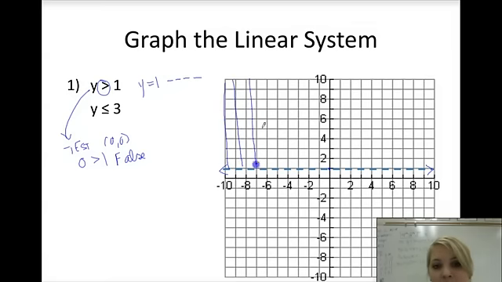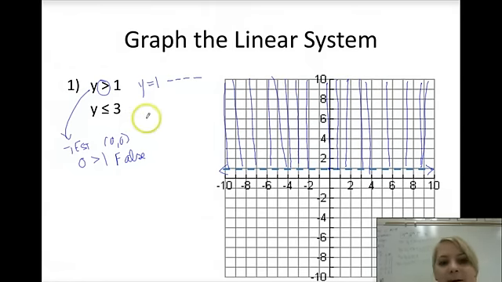And one thing when you're graphing linear inequality systems, you want to shade in two different directions. So this one I'm just going to go up. Or you can use different colors. That works as well.